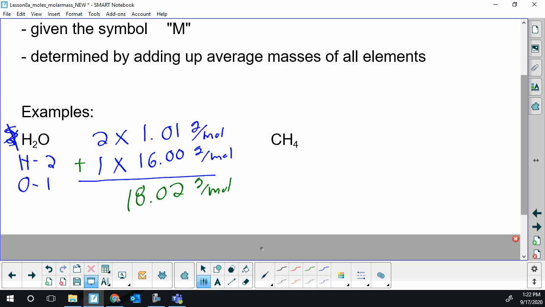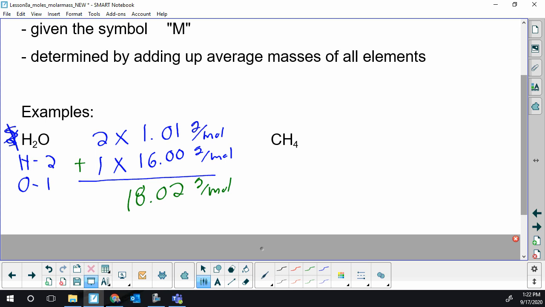I've done water so many times, I don't add it up. I just know what it is. By the time you finish grade 12, you'll probably just remember this number because you'll do water so commonly. So that is the molar mass, the mass of 1 mole, and that's where that 18 grams came from in my 1 mole.